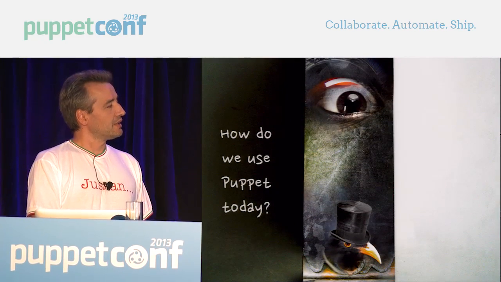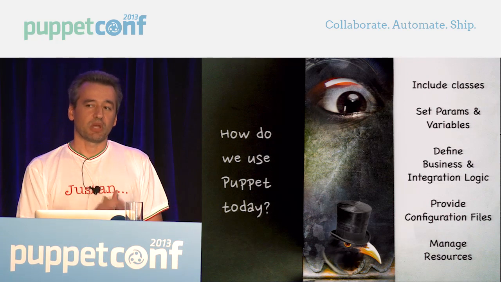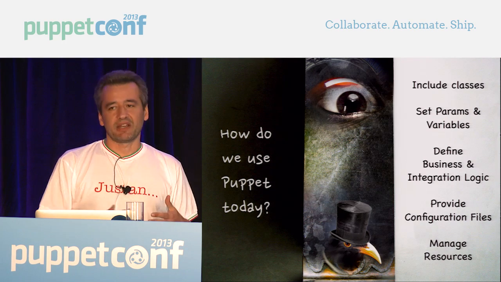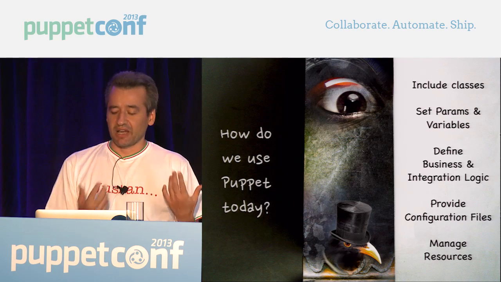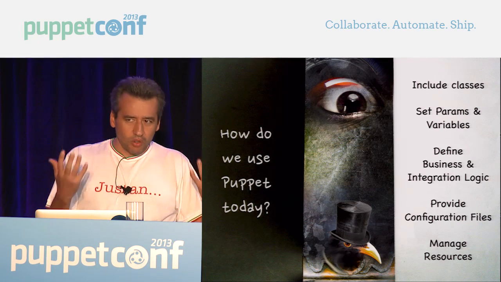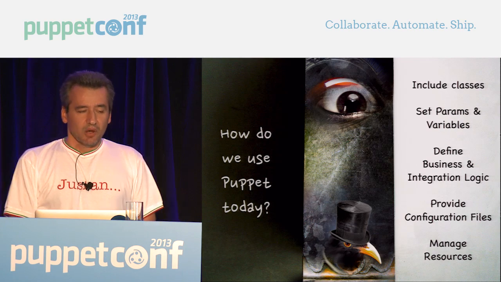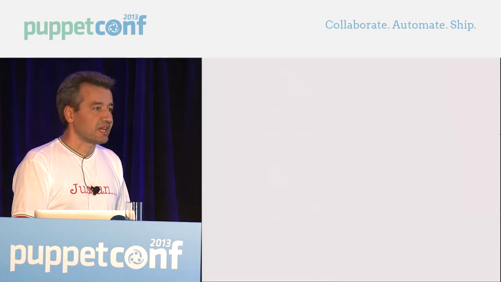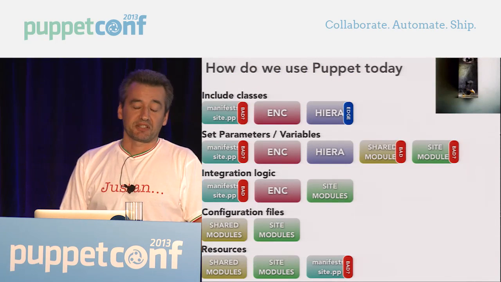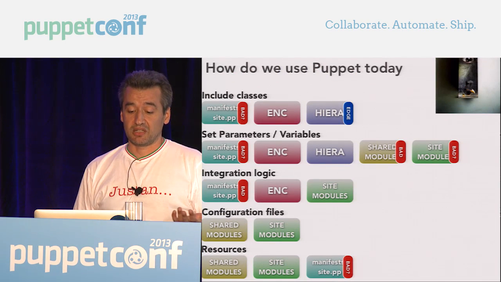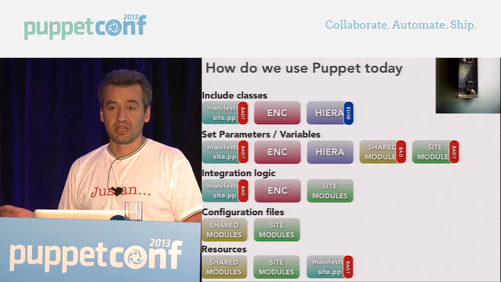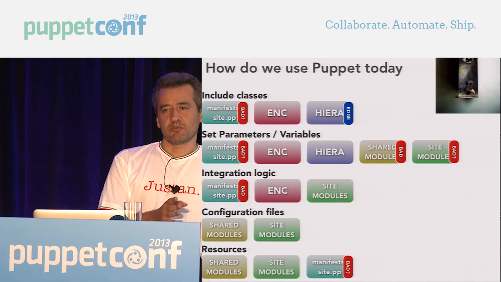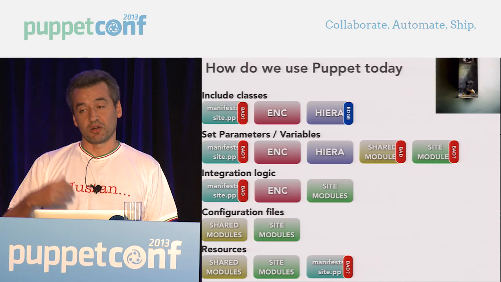So, what's the main usage of Puppet? How do we use Puppet? We typically include classes, we set parameters and variables, we define inside our code some logic, our business logic. We provide configuration files to our hosts, and we manage resources. And all this is done using different components of the Puppet architecture. So, for example, we can include classes in the site.pp file or in the ENC, or maybe also using Hiera with hiera_include. We set parameters and variables in different places, on the ENC, on Hiera.